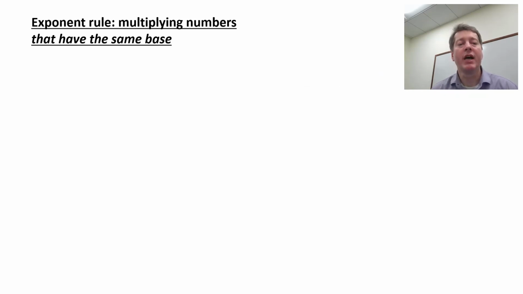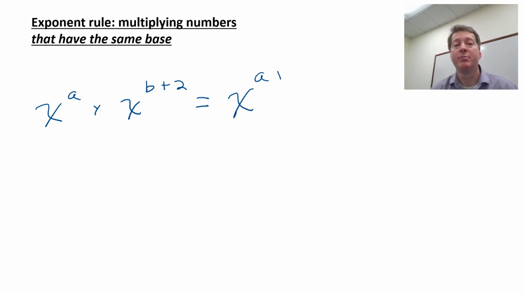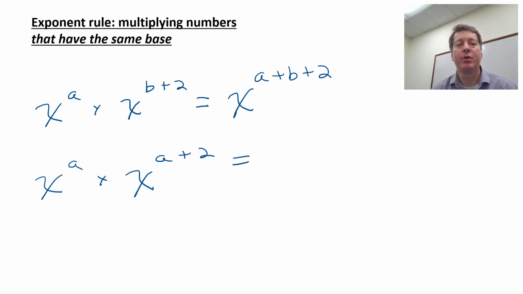Let's look at a little bit more complicated example. Suppose I had x to the a times x to the b plus 2. And I could put parentheses around that or not, it doesn't matter. But same rule applies, you add the exponents. So that is x to the a plus b plus 2. Suppose I had x to the a times x to the a plus 2. Well, a plus a is 2a, so this is x to the 2a plus 2.